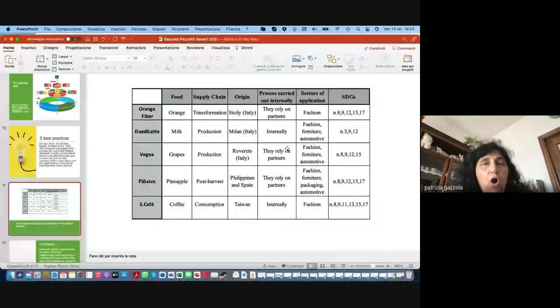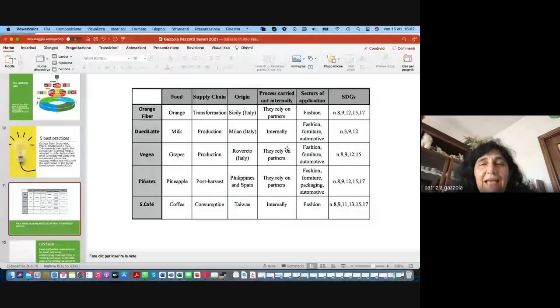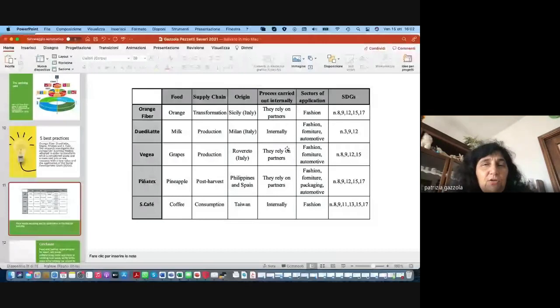And it is also important whether they produce the raw material directly, or transform a part of the raw material, or another company consumes the raw material. And then where they are based: the first three companies are based in Italy. The first is in Sicily because they are full of oranges. The second, Duedilatte, is based in Milan. And the other is based in Rovereto, also in Italy. Of the other two, one is based where the pineapples are, the Philippines and Spain. And Escafé is based in Taiwan.